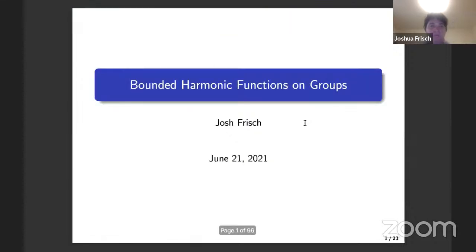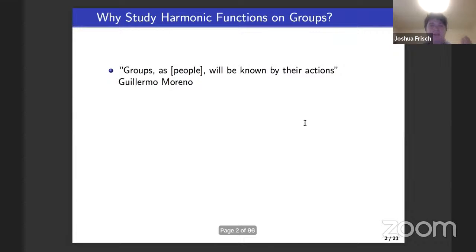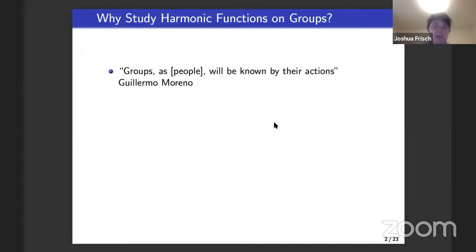So I figured I would start with a little motivation, and starting in particular with a not actually mathematical quote: groups, as people, will be known by their actions. The idea here is that if you're given some group, the right way to understand it is not as some abstract object handed from on high, but to find a natural thing which it acts on and use those actions to determine things about the group.